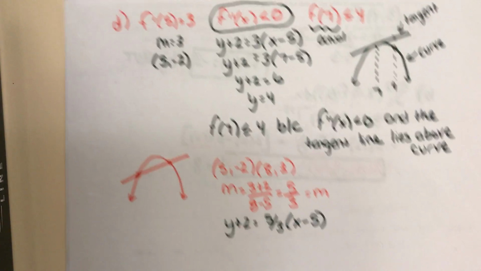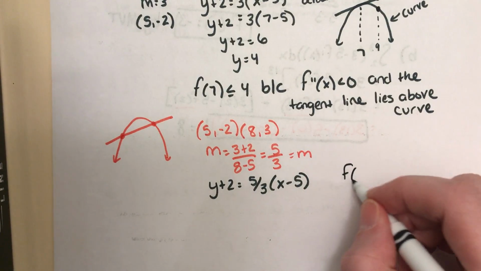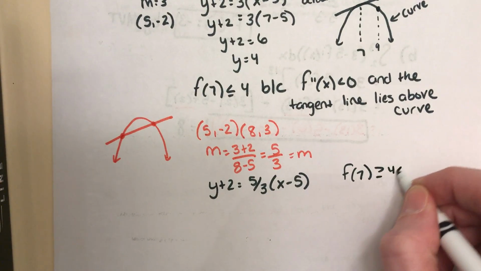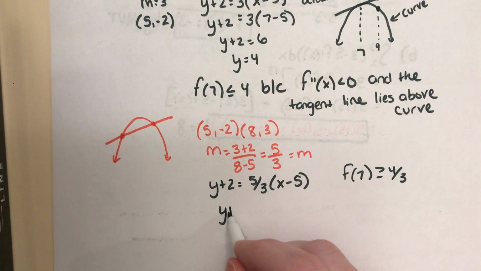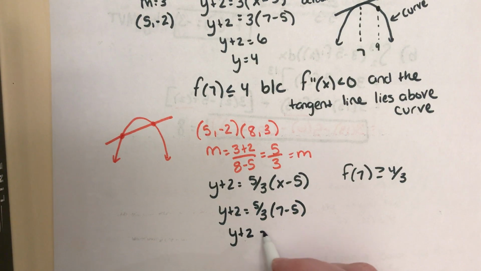And what are we checking? I'm going to go back to f of 7 is greater than or equal to 4/3. So I'm going to plug 7 in, and I'm going to solve. 7 minus 5 is 2. 2 times 5/3 is 10/3. If I subtract 2, that would be 6/3. So 10/3 minus 6/3 is 4/3.